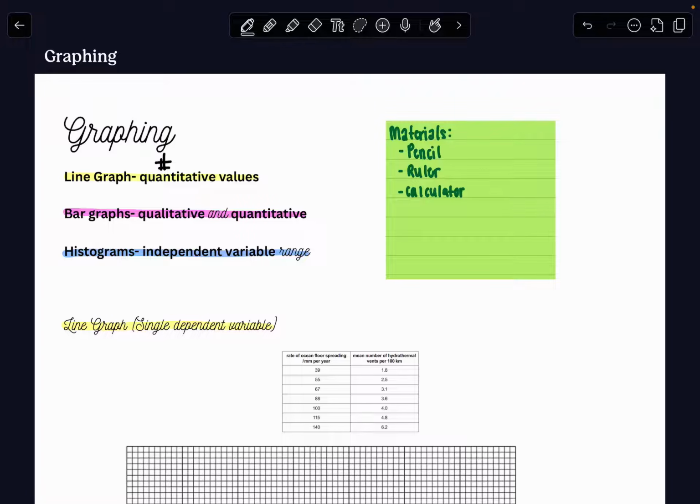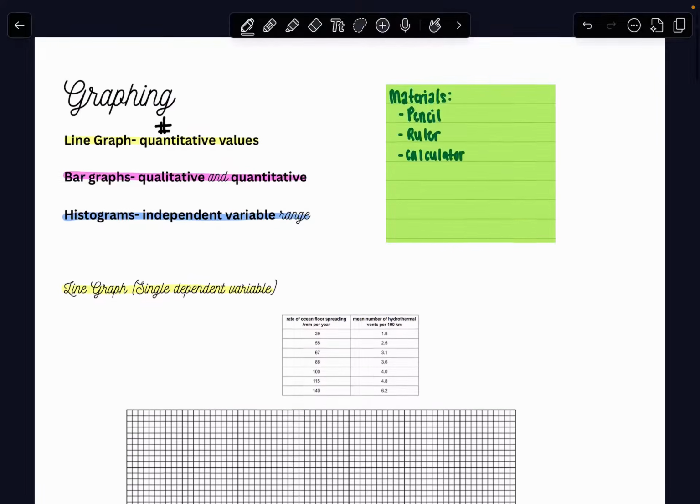Histograms. Histograms are numbers. However, the independent variable is a range of numbers. So it's 0 to 5. The next range could be 5 to 10. And we're going to go over what a histogram would look like as well.